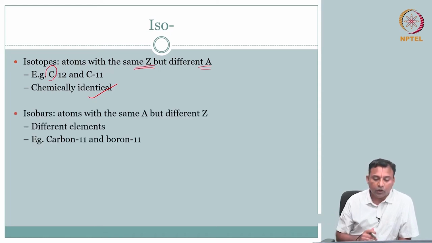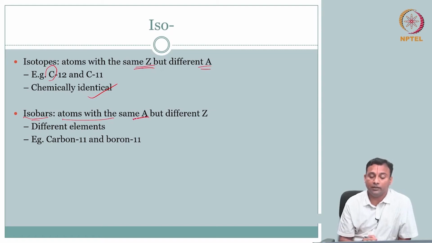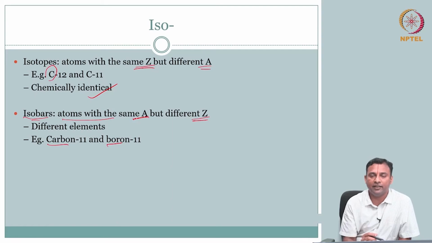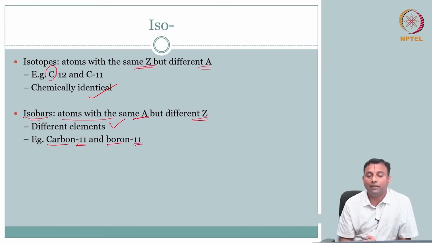But you could also have what are called isobars. Oh, here is the thing, right. Atoms with the same mass number but different atomic number, right. If it is a different atomic number, we also said this, right, redundant information. So now boron, carbon, we also named it. So carbon, boron, these are different elements, but they have the same mass number. So these are called isobars.